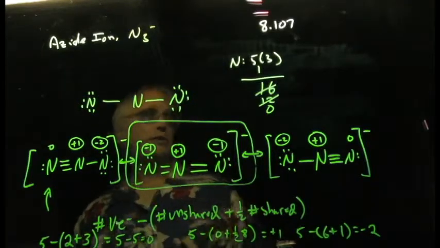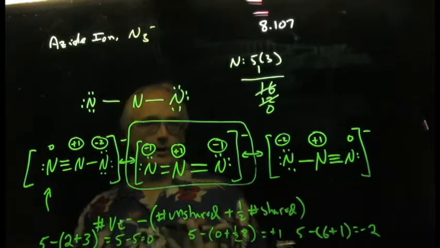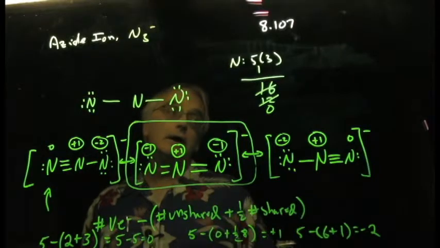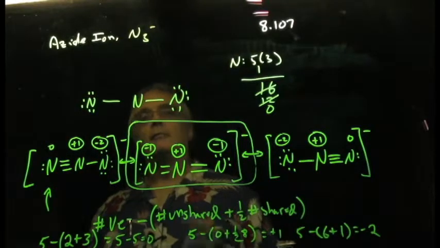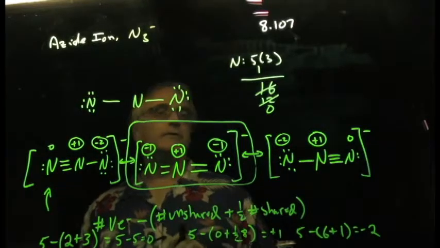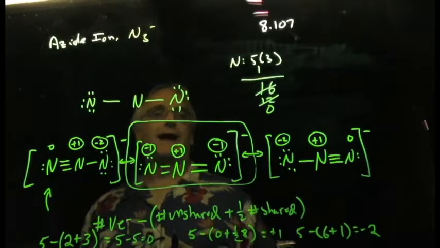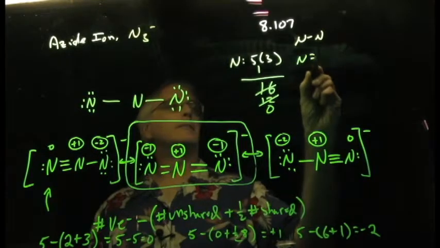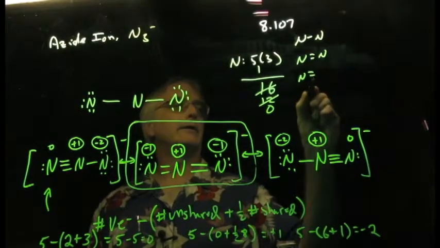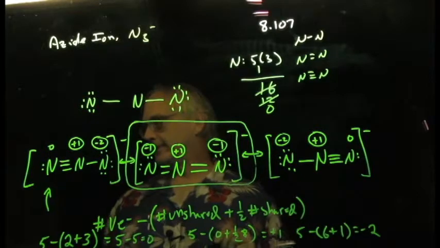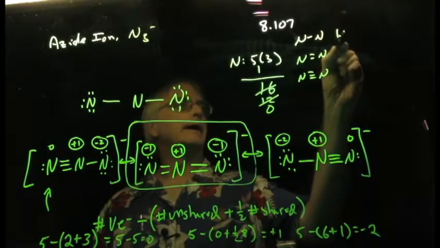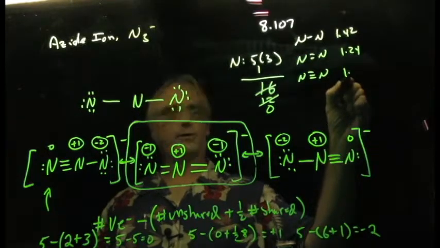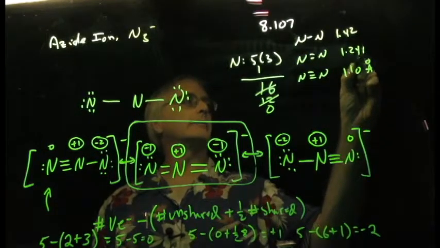And the last question that they ask us here is, okay, give me a guess as to what the bond lengths are of the azide ion. Well, I could just make up a number, but what they're asking you to do here is essentially compare the average length of the nitrogen-nitrogen single, double, and triple bonds. And they're actually on table 8.5 in the text. And they are 1.42, 1.24, and 1.10. Those are all in angstroms.